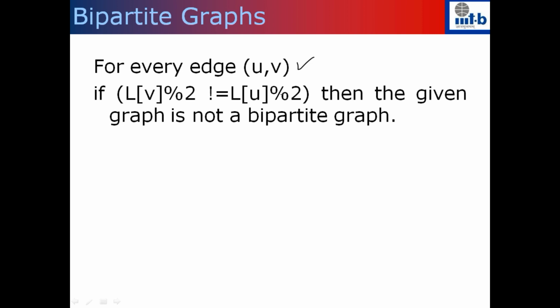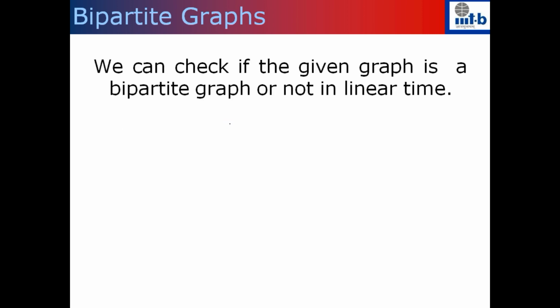So once you find the levels, all that you need to do is that for every edge (U, V), you just check whether L of U mod 2 is equal to L of V mod 2. So even if you find one edge such that this condition is true, then you conclude that this graph is not a bipartite graph. If this condition is false for every edge in the graph, then we conclude that the graph is a bipartite graph. So in summary, given an undirected graph, we can check if the graph is a bipartite graph or not in linear time.